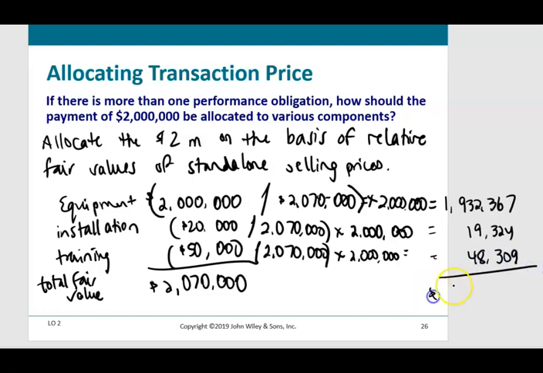Of course, if we add these up, we would have the total contract price of $2 million. Why do we need to do this? Because when the company delivers the equipment, the company can then recognize the $1,932,367 revenue related to delivering the equipment. When it provides the installation, it can record the $19,324 of revenue, and then the training, the $48,309, will be recorded as revenue over the 1 year, over the 12-month period.